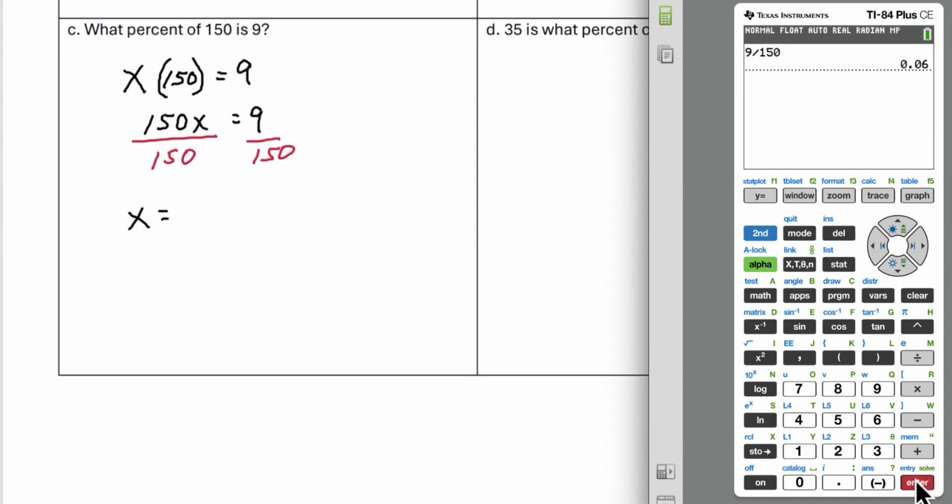That will be 0.06. Keep in mind that this is a percentage. We're looking for what percent. We want to convert that decimal back into a percent. To do that, we simply move the decimal 2 times to the right, leaving us with 6%. So translating this back into the equation, 6% of 150 is 9.